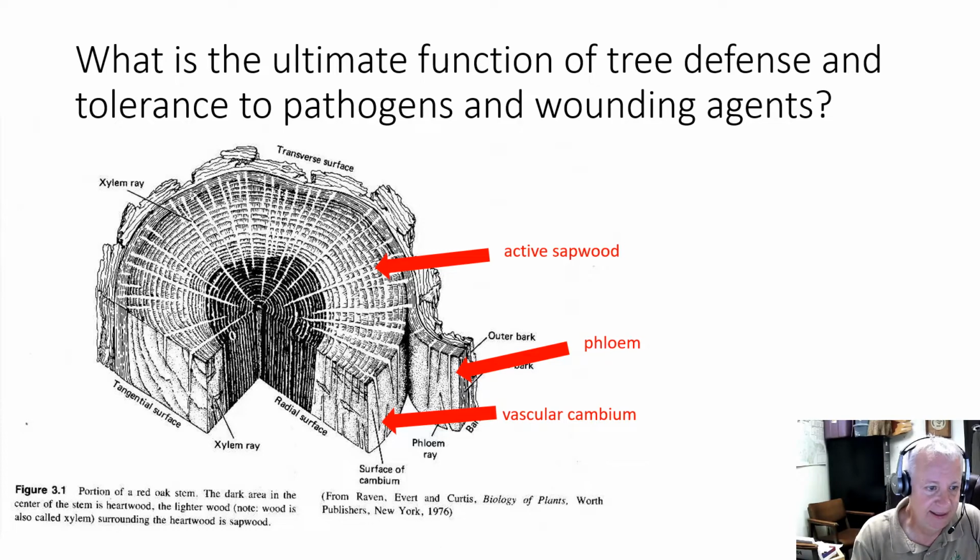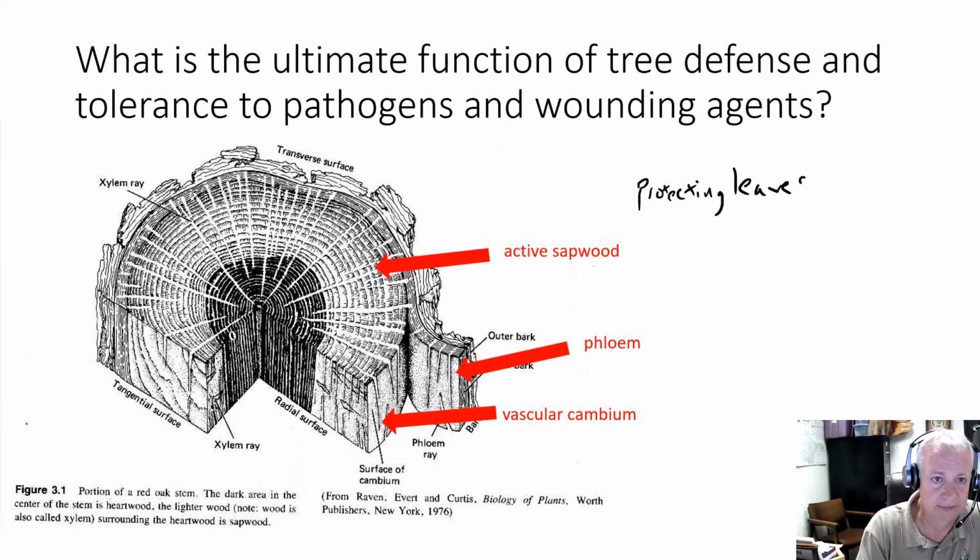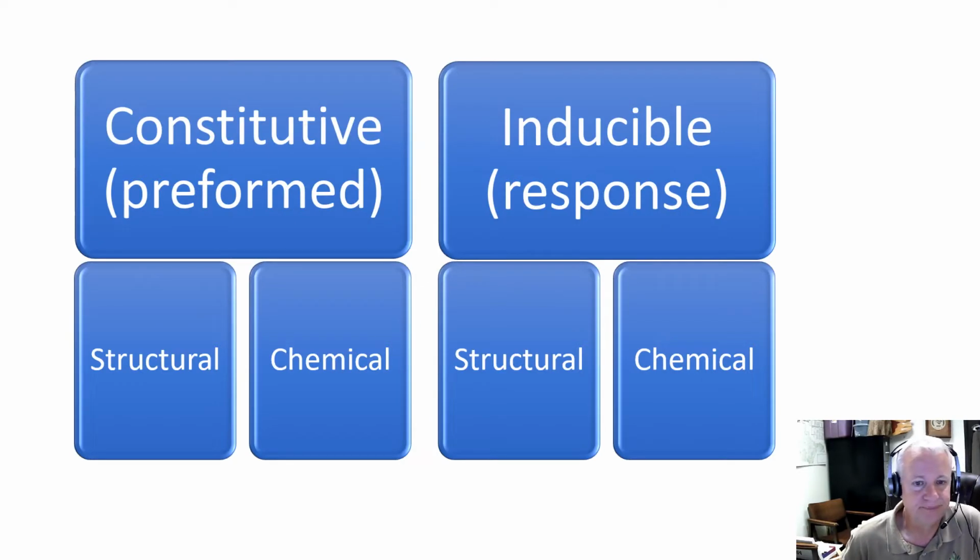You could probably add protecting leaves as a secondary function, in that leaves are the source of food for the tree, so protecting them is probably also a secondary driving factor for the evolution of these traits. Most of what I'll be talking about in this lecture refers to stem and wood-focused defense mechanisms, but we'll hit a little bit on leaves as well.